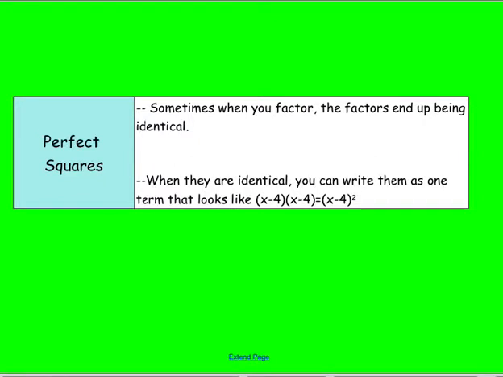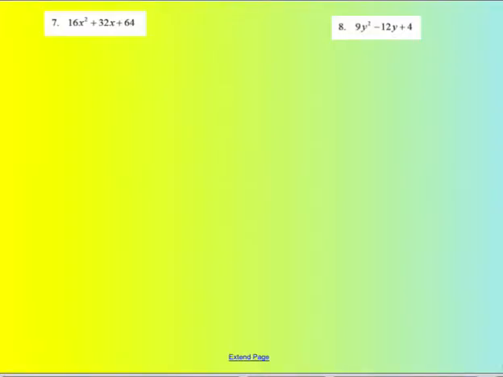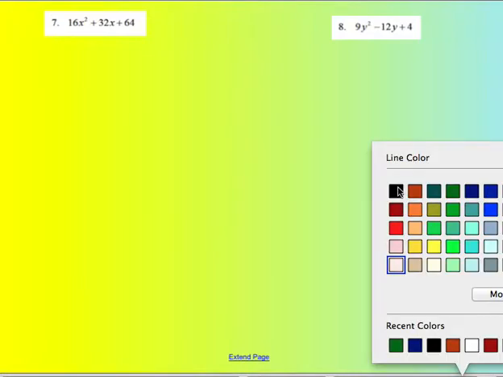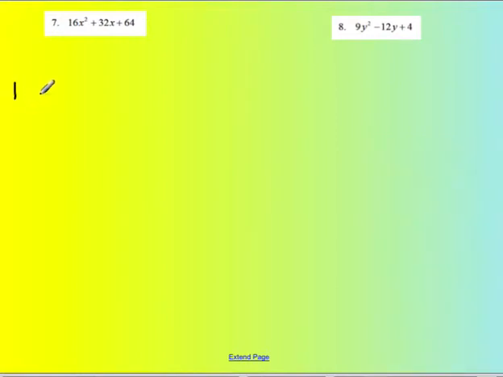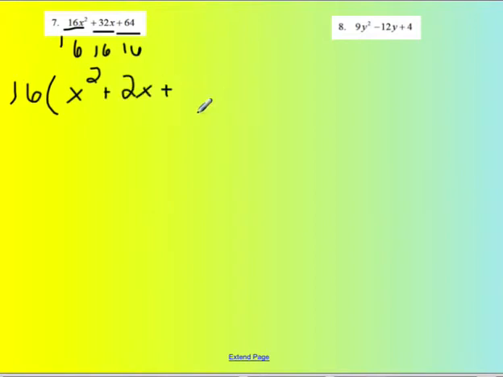So one of the most important parts about a lot of these problems is remembering to take out a greatest common factor. So between 16, 32, and 64, you can actually take out a greatest common factor. So you can take out a 16. Now we can't take out an x because there isn't an x in each term. So I'm dividing each of these by 16. When you divide by 16, you're left with x squared plus 2x plus 4. So that's your final answer so far for number 7, okay?